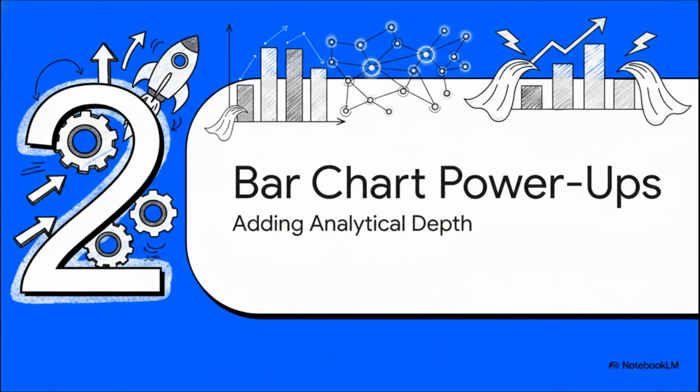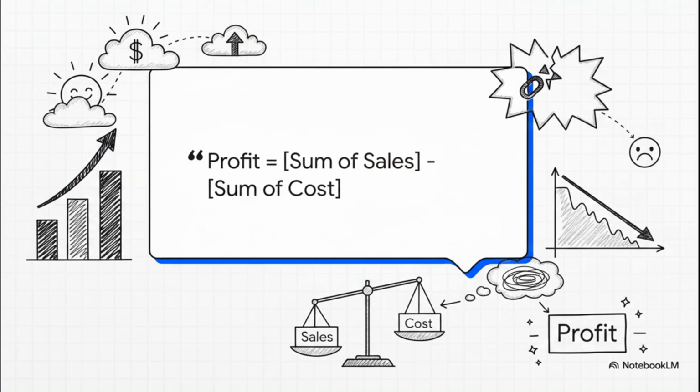All right, enough talk. Let's actually see this thing in action. We're going to take that basic bar chart from before and give it some serious analytical superpowers. So the first thing we do is add a super simple visual calculation for profit. It's exactly what you'd think, just our total sales minus our total cost. And boom, just like that, we've got a new piece of data to play with live on our chart.